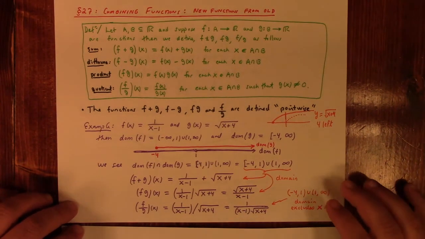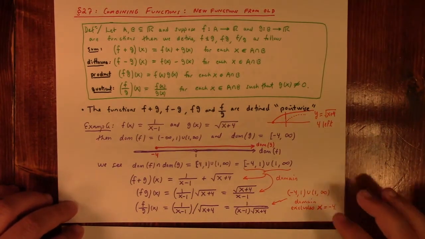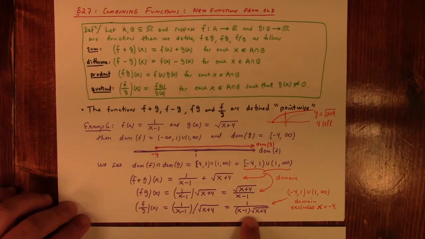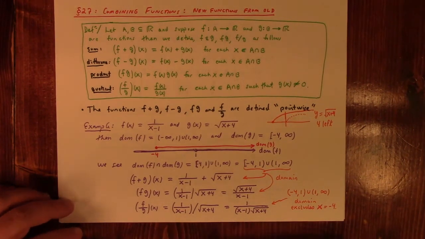Make sure you can see that. Okay, you can see it, it's in frame. The domain of this guy is a little bit smaller because we have to exclude the minus 4. We can't divide by 0, right? Okay.